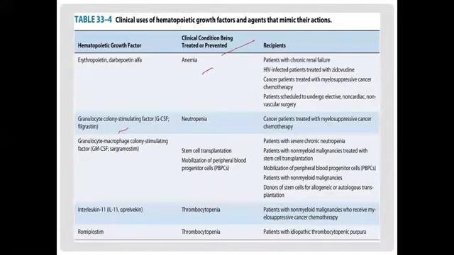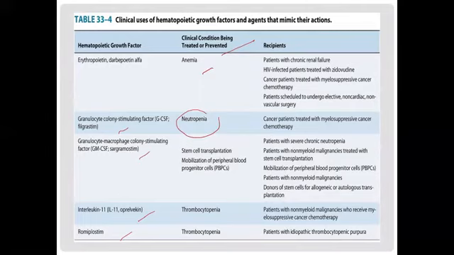Granulocyte colony stimulating factor is indicated for neutropenia, or an abnormally low level of neutrophils. Also, we have granulocyte macrophage colony stimulating factor, which can be used for stem cell transplantation. Interleukin 11 is for thrombocytopenia, and then we have romiplostim for thrombocytopenia as well, or low platelet levels.